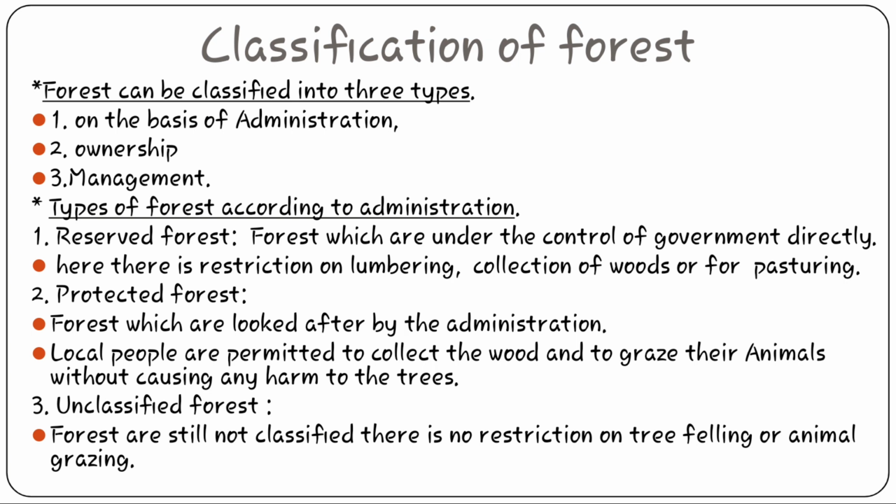And the third one is unclassified forest. This type of forest is still not classified. It has not yet been divided as reserved or protected. There is no restriction on tree felling or animal grazing. People can go cut the trees, or they can use the grass areas for giving food to their cattle. Majority of unclassified forest we will be finding in the northeastern states of India.